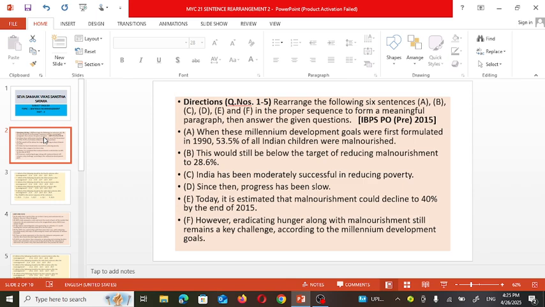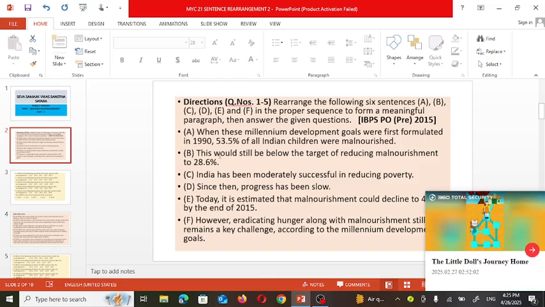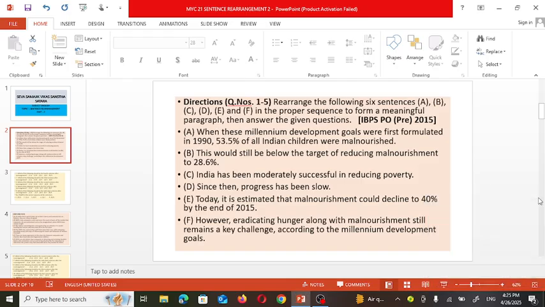Here, the question will be like this. Rearrange the following six sentences A, B, C, D, E, F in the proper sequence to form a meaningful paragraph. Then answer the given question. This question was asked in the IBPS PO exam in 2015. Now let's see all these sentences given here.